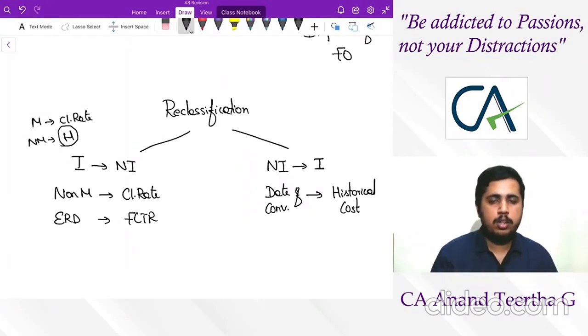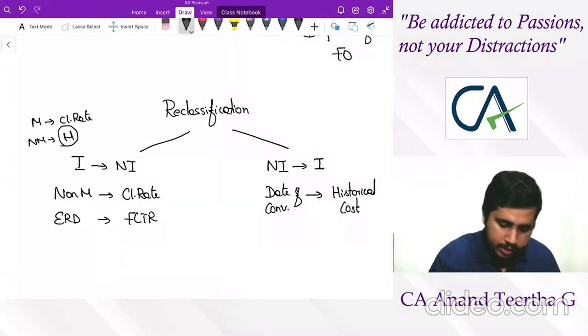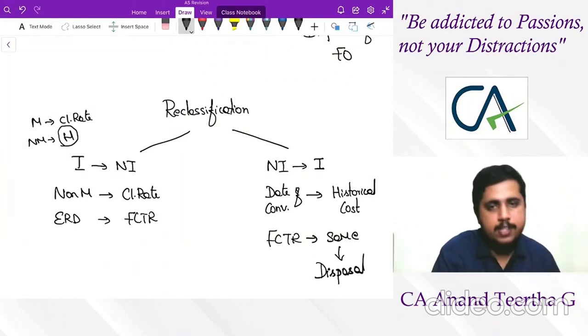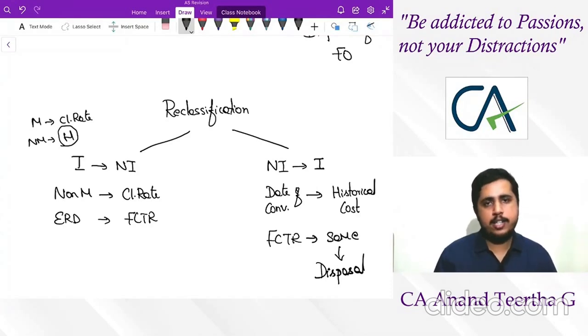But there is one more thing. In non-integral, the ERD is sitting in FCTR, but in integral it could be taken to P&L. So can I shift FCTR to P&L? The answer is no. They say FCTR will remain the same till disposal. Ultimate disposal has to take place for this to finish off. So this is how reclassification of integral and non-integral is supposed to be done.